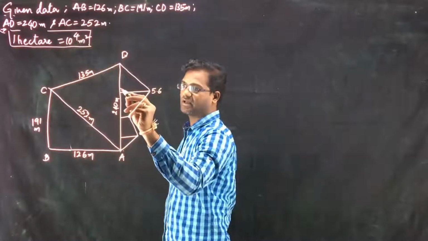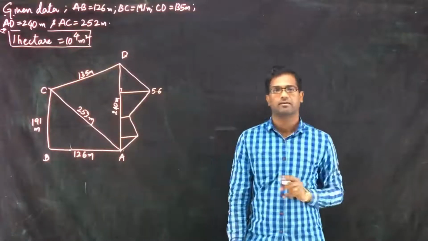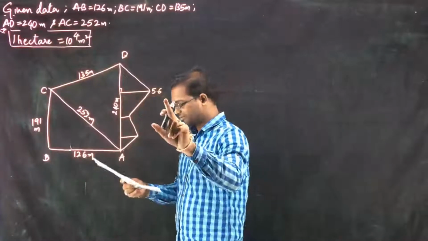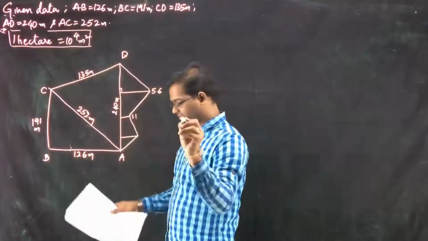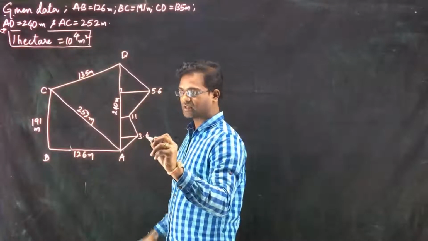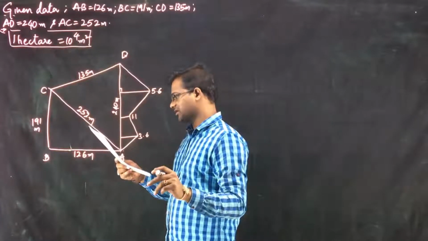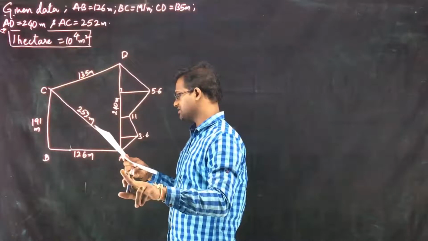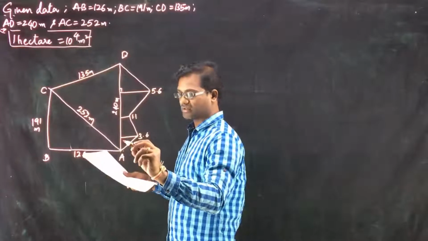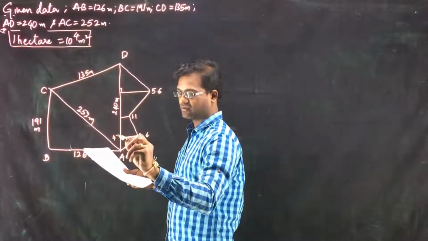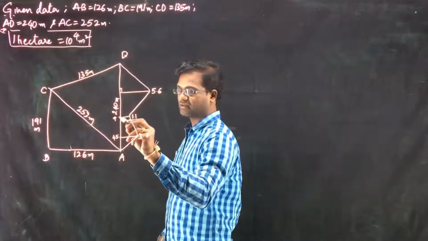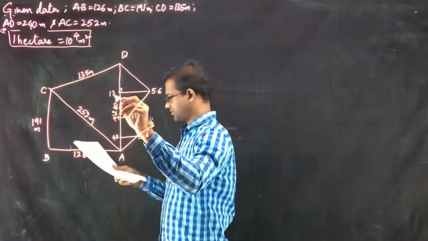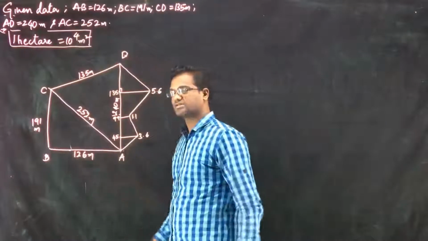An offset is nothing but a perpendicular line length taken from the survey line. So there is an offset 5.6 meters in length, this is 1.1 meters, and this is 3.6 meters. And he said these offsets are from A, and the distances are 0, 45, 99, and 135, and 240 is the total length.